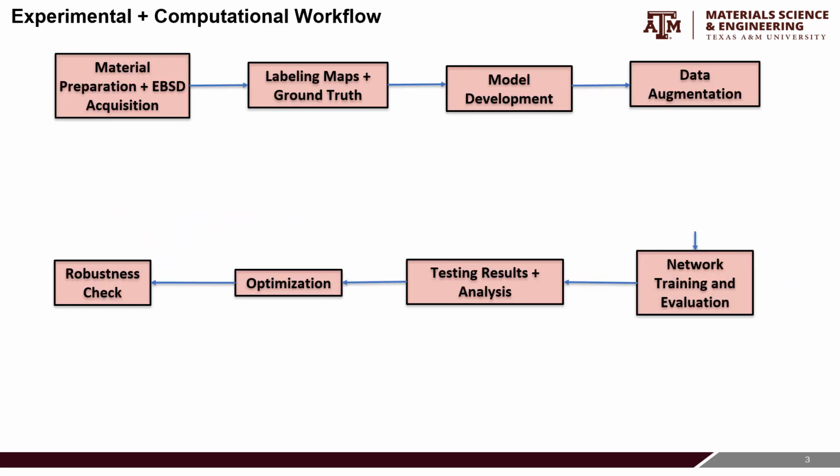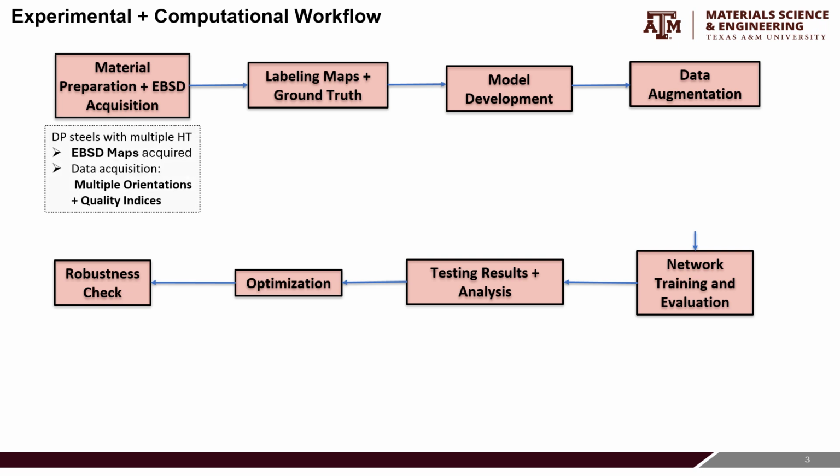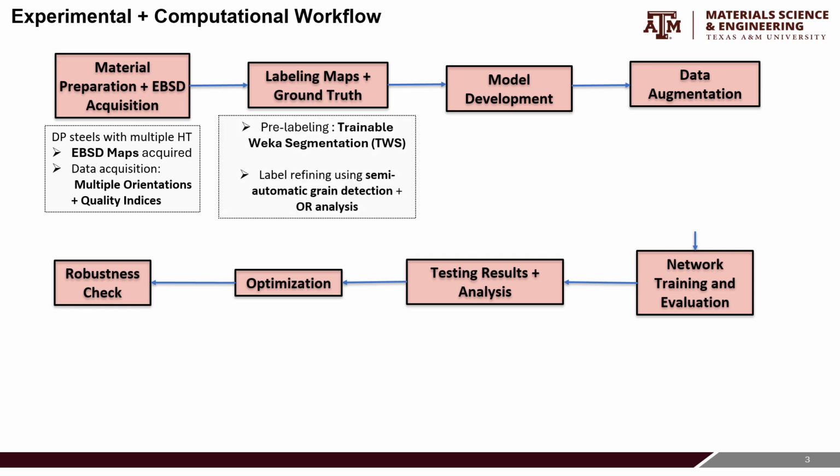Here is a brief experimental and computational workflow for the paper. Basically, the material was first acquired as a DP steel, which has a dual-phase microstructure comprising ferrite and martensite. This data acquisition was conducted in multiple orientations. A lot of images were taken at different quality indices. Then the images were pre-labeled using a trainable Weka segmentation, and the refinement was conducted using orientation analysis as well as semi-automatic grain detection.